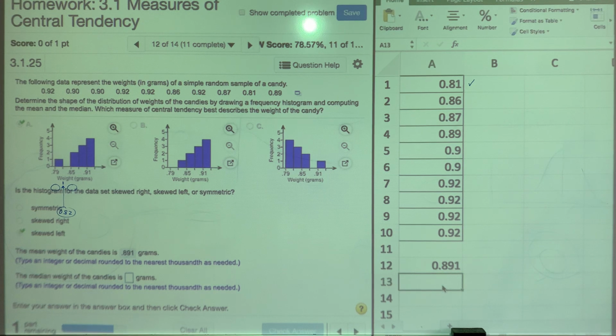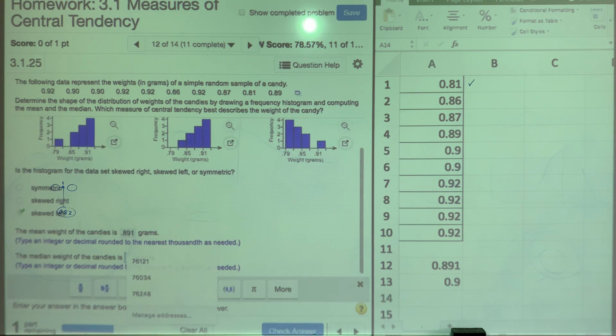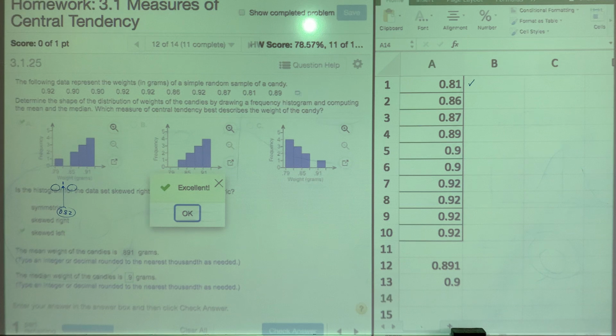Median. I'm going to save myself some time. Watch this one. Well, I guess it doesn't matter because it already sorted it, but I didn't have to sort it. I used the sorting feature to help me with my graph, but there's my median. Round to the nearest thousandth. Well, mine doesn't even go that far, so fine.